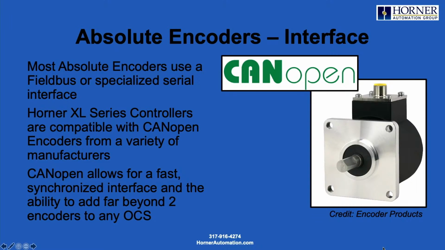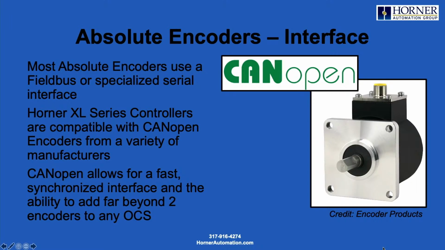So the beauty with CANopen as a field bus network as it relates to encoders is that CANopen has this really cool synchronous mode. So you can have multiple encoders on a CANopen network, let's say for representing multiple axes of a machine, and when a sync signal goes out over the network, and in this case the OCS would be the master of the network, when that sync signal is sent out by the OCS, all the encoders are capturing their exact position at the time they receive the sync signal, and then they're broadcasting that information back to the OCS.